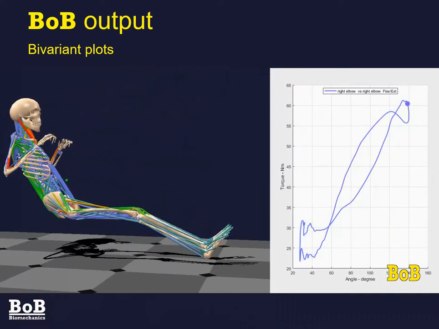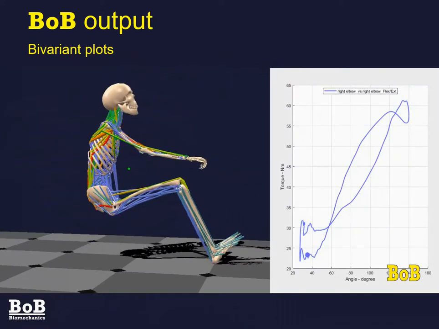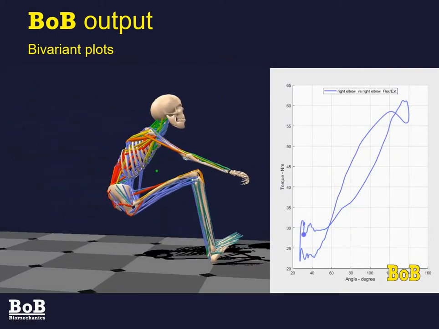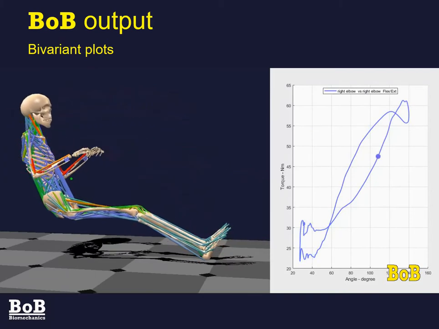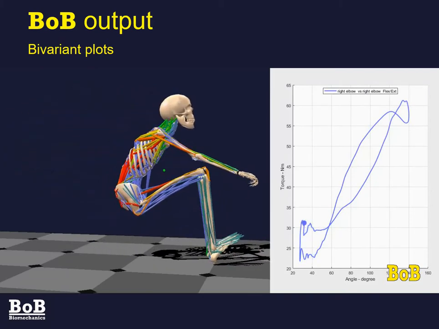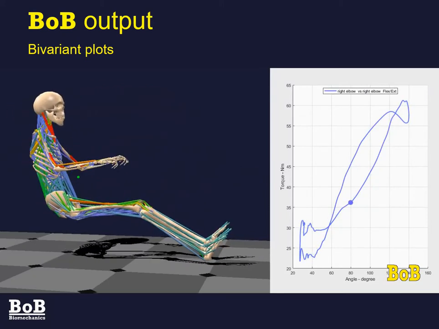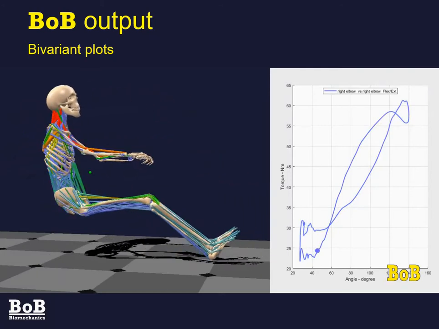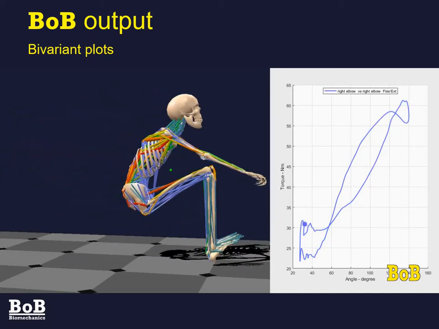All of the plots that we've seen so far are of variables plotted against time, but within BoB we can plot any variable against any other variable. In the graph over towards the right hand side of this illustration, we're plotting the elbow torque against the elbow angle. The moment in time is indicated by the little dot that is moving around the locus of the graph.